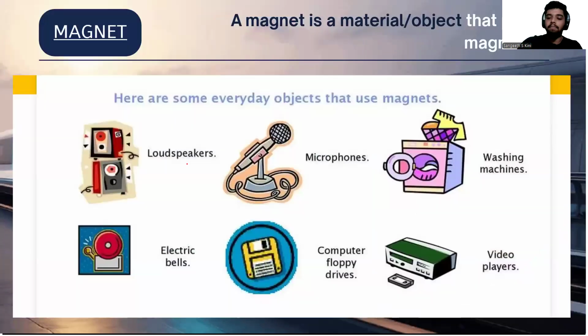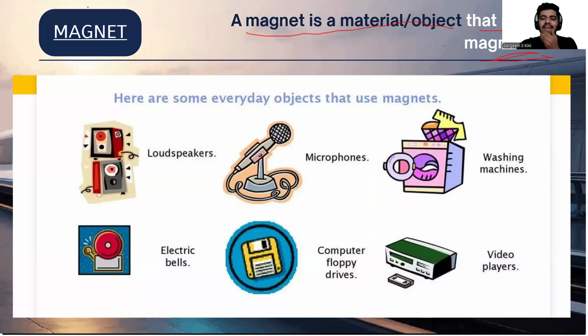What do you mean by magnet? A magnet is a material or object that produces a magnetic field. Any kind of material that produces a magnetic field is known as a magnet.